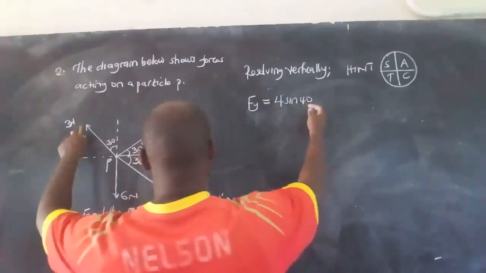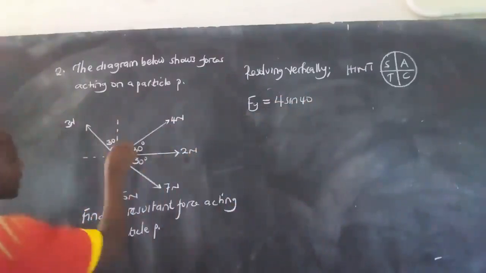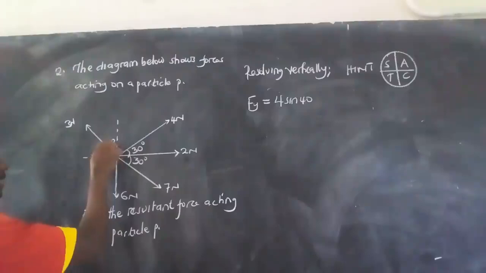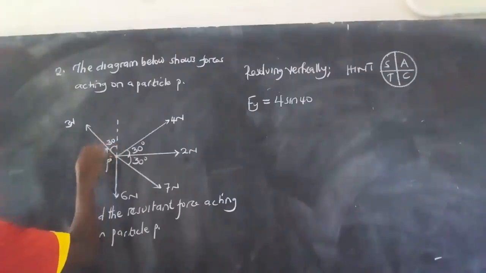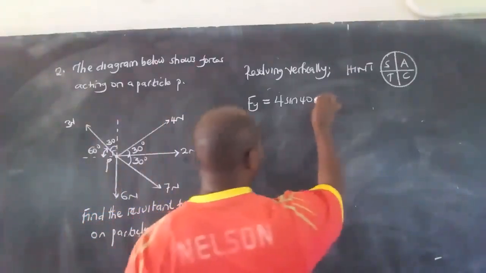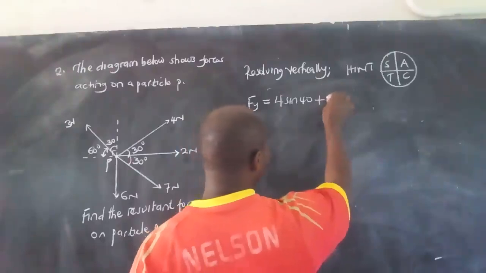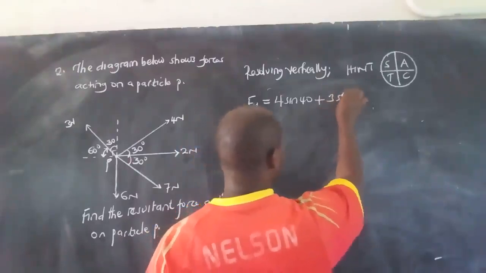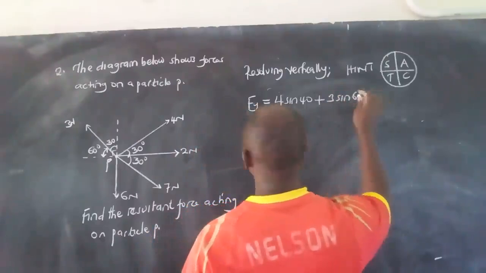Then this one, it is in this one. Now, the angle which it makes with the horizontal will be what? This angle will be 60 degrees, because this is 90, not so. So this is 30, so this will become 360. So it's a plus because it is in the sine quadrant. That is 3 sine of 60.